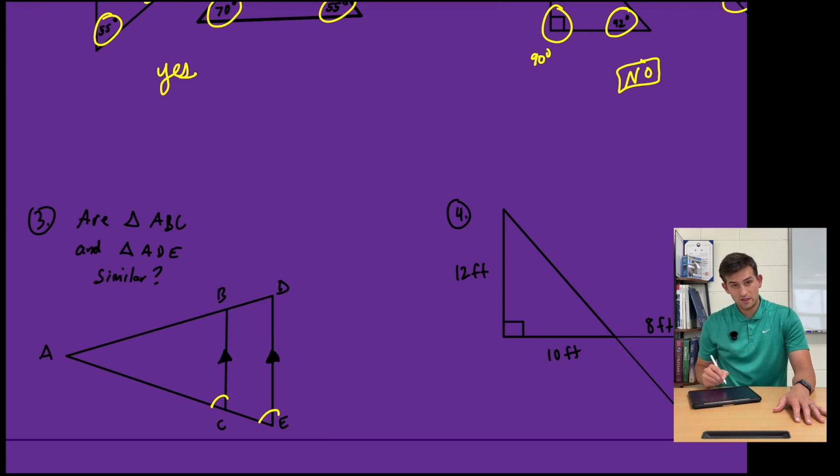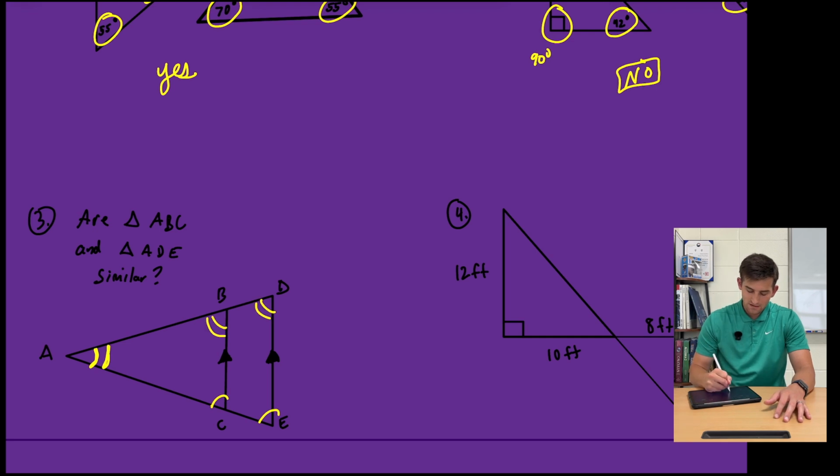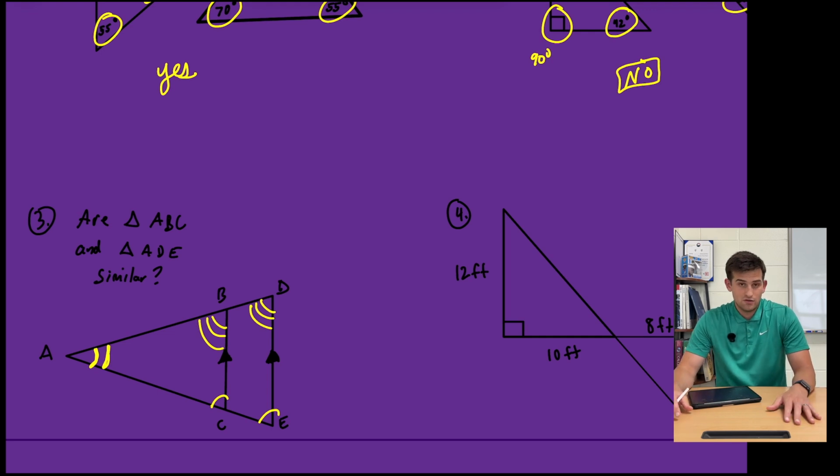So we know that those two angles are the same in the triangles. They also share this angle here, right? They both have angle A, so now there's two angles in each triangle that are congruent, which means this angle here, ABC, and this angle D, let's put another arc there, those also have to be congruent. So we would say yes on number three, those triangles are similar.